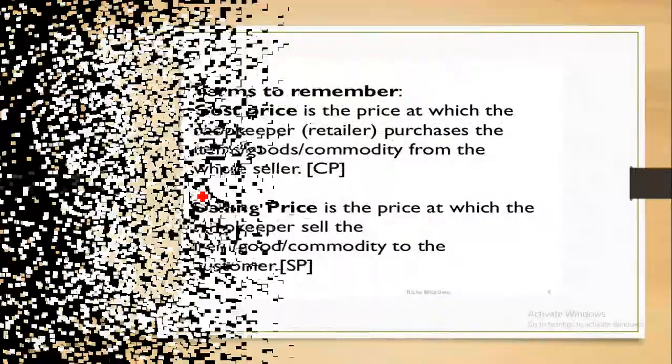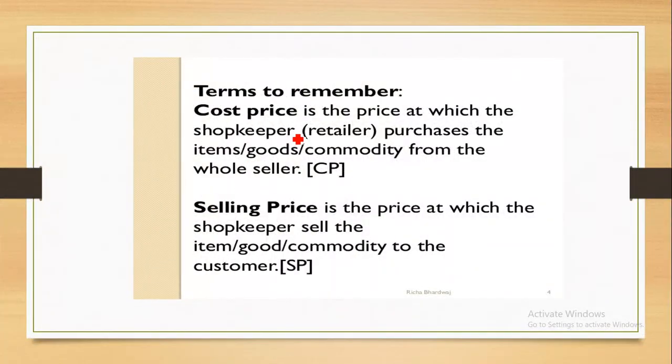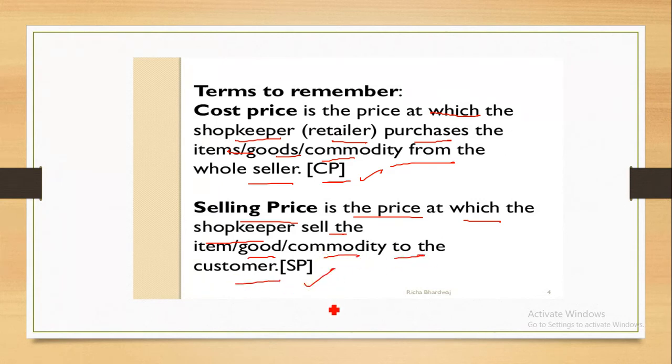Regarding the next, we learnt cost price, selling price, profit and loss. What is cost price? It is the price at which the shopkeeper or the retailer purchases the items, goods or commodity from the wholesaler. CP, cost price. What about the selling price? It is the price at which the shopkeeper sells the item, good, commodity to the customer. In short, SP means selling price, CP means cost price. At which price it is purchased, that is cost price. At which price it is sold, that is called selling price.